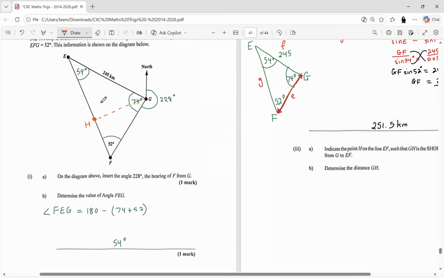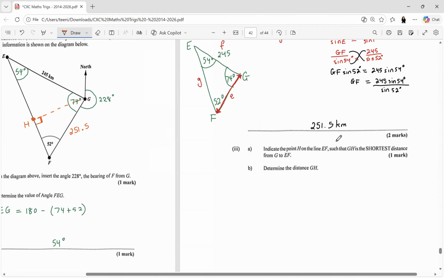And if you realize, this is going to be a right angle triangle. All right, so we have a right angle triangle. We have this side here is 251.5 km. And we need to determine the length of GH. So it's a right angle triangle, which means we can use SOHCAHTOA, right? So I'm going to draw over the triangle here, but in a different orientation. So we have the right angle here, and this is G, and this is H.